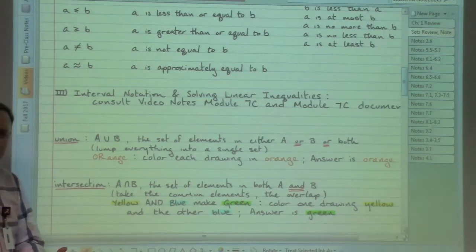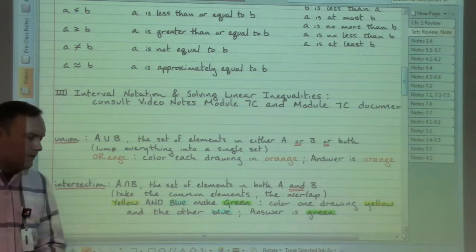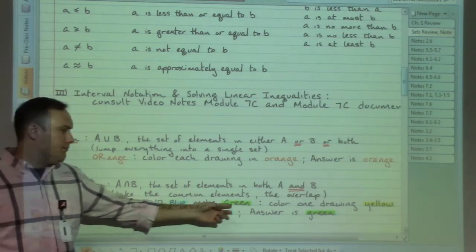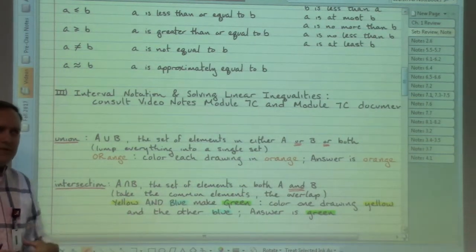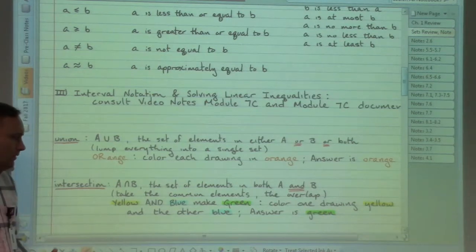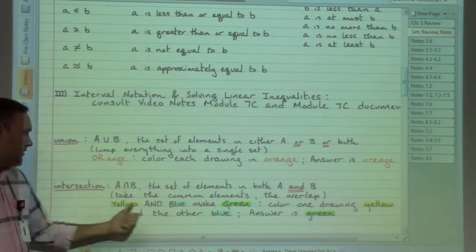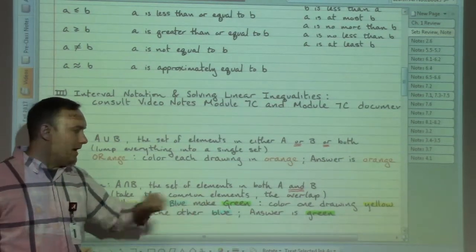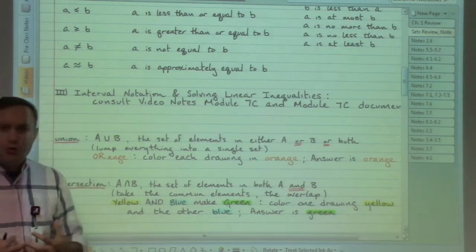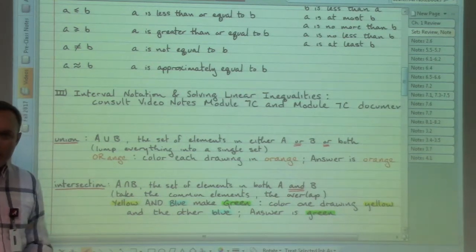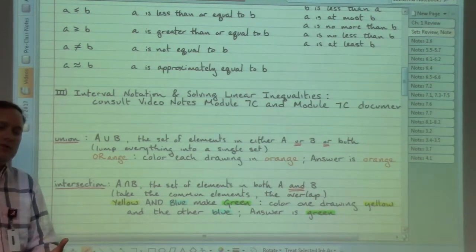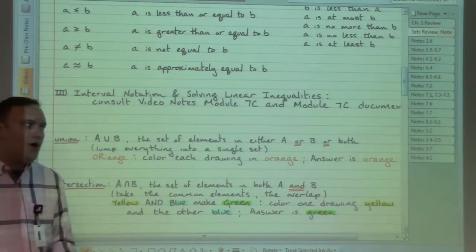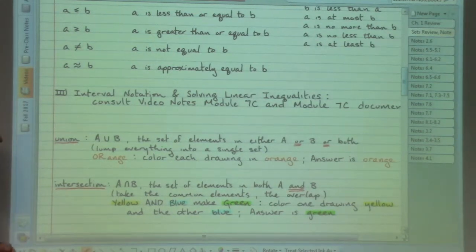And so a handy way of doing this, for those of you that are visually inclined, is that yellow and blue make green. So we can take advantage of that visual, the word and connecting to intersection. Yellow and blue make green. Where the yellow and the blue overlap one another, they will create a green color. So automatically those colors will help us identify what the intersection is.